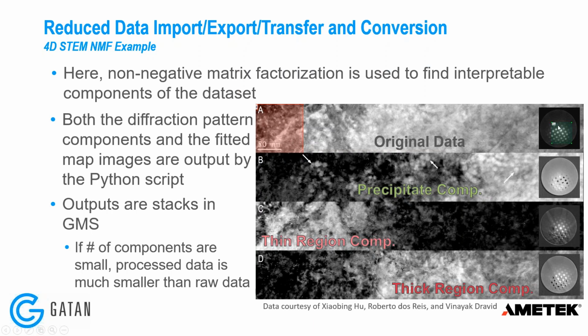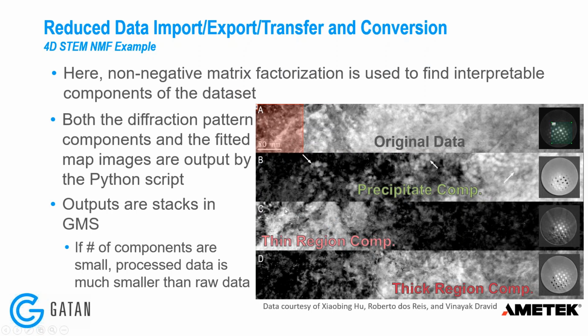But as far as I know, we can't yet do non-negative matrix factorization directly from the user interface. So this is something that I need scripting for, and it was quite easy for me to write a Python script to do this in GMS. And so here we see other components that I've generated. We can see the diffraction pattern component and the fitted map images that are both output by this Python script. And these are output as stacks, and I think I generated 10 components, and I'm displaying 3 of them here.